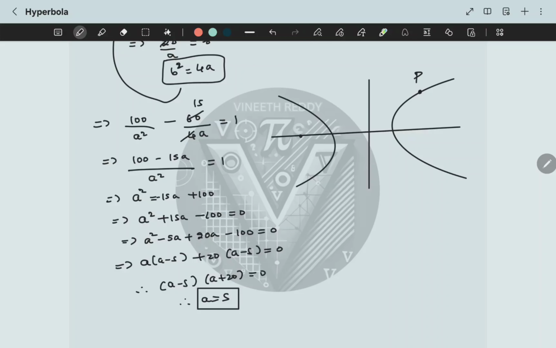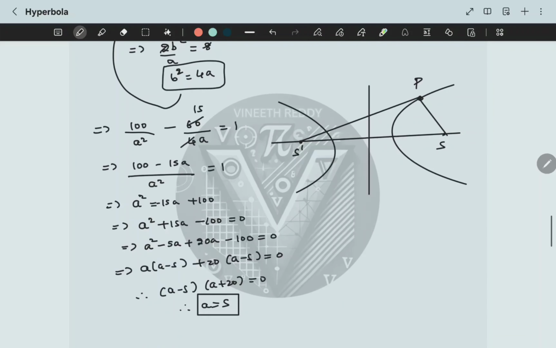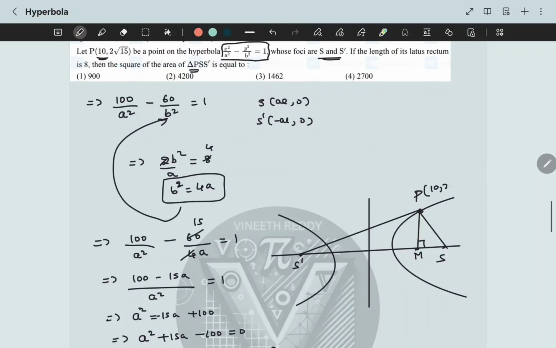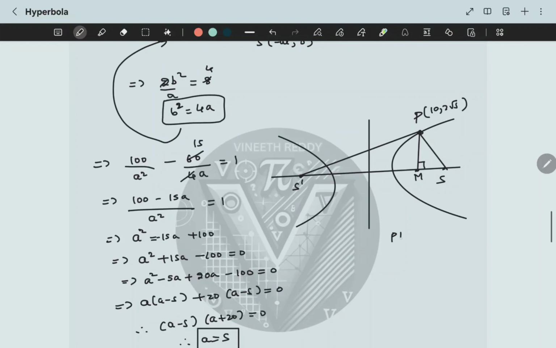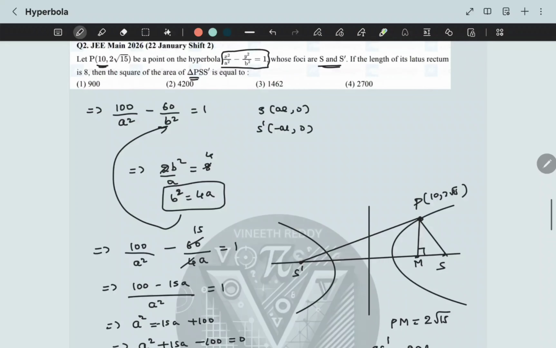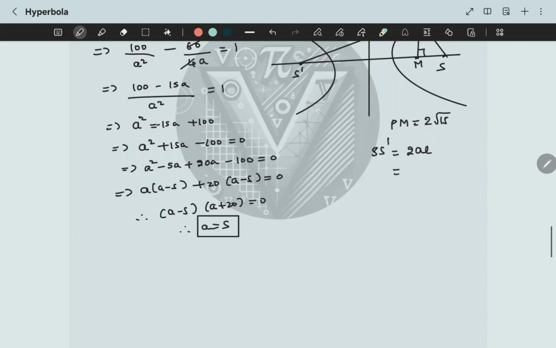So P is somewhere here, S dash is somewhere here, and S is somewhere here. So he's asking us to find the square of the area. Yeah, square of the area. So now we can simply make use of this fact. Let me call this M. Now P has the coordinates 10 comma 2 root 15. So PM will be 2 root 15, since that is the height of the triangle. And base SS dash is 2ae, right? Do we know e? I think we have to find e.